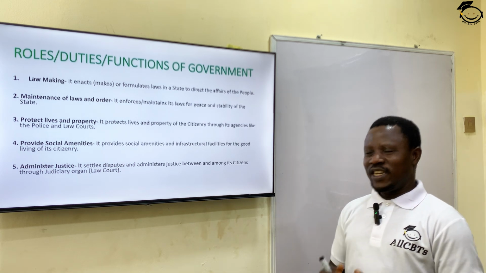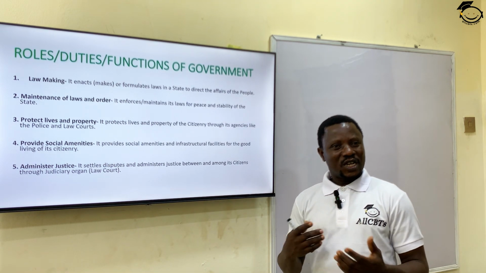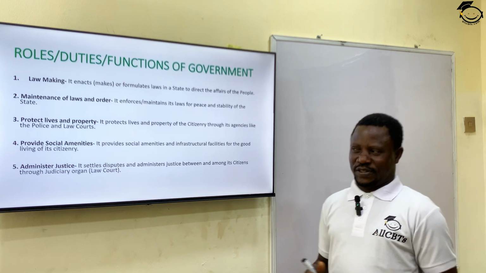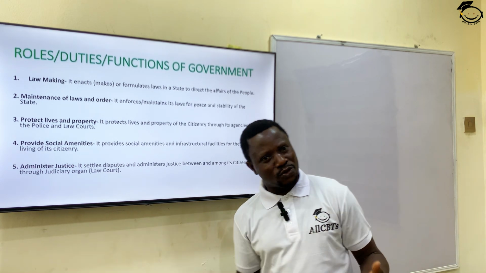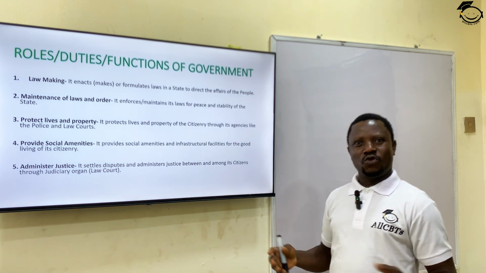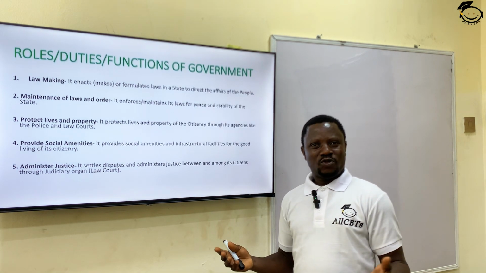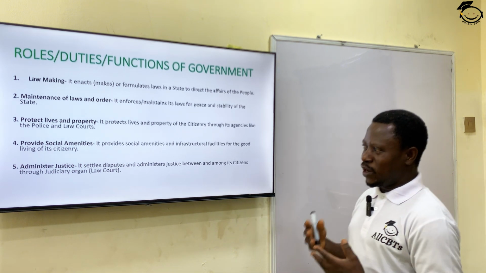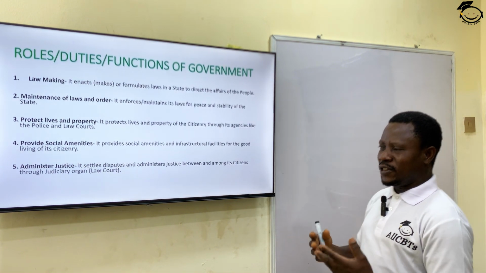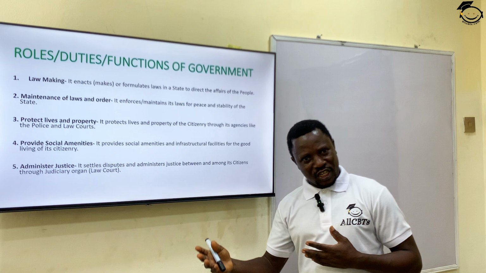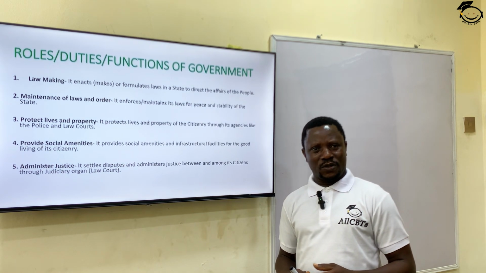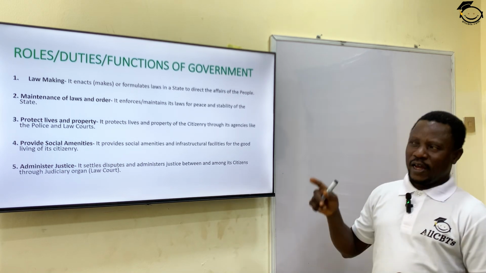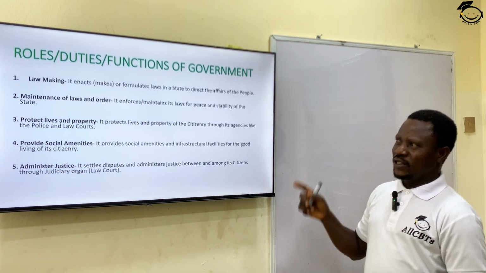What do we expect a government to do? A government is expected to administer justice. Because if there's no justice, people will take laws into their hands. And by the way, we turn into a jungle justice. To avoid this, government is expected to administer justice by settling disputes between the people, among the people, between government agencies and organizations for the peace and serenity of that society.